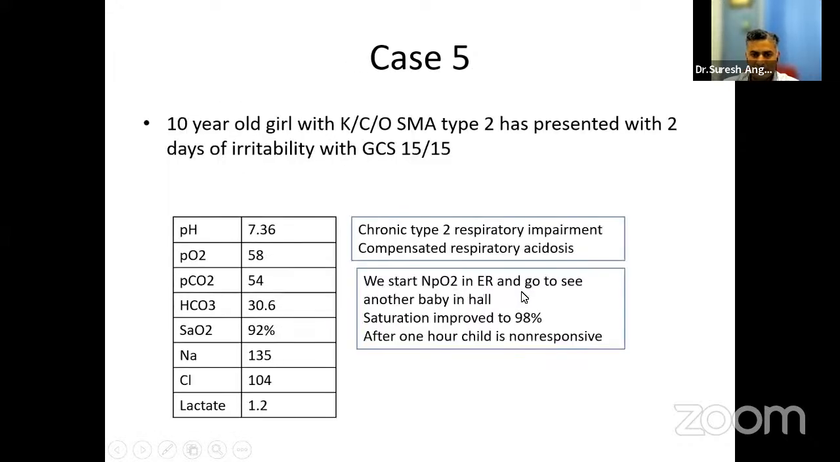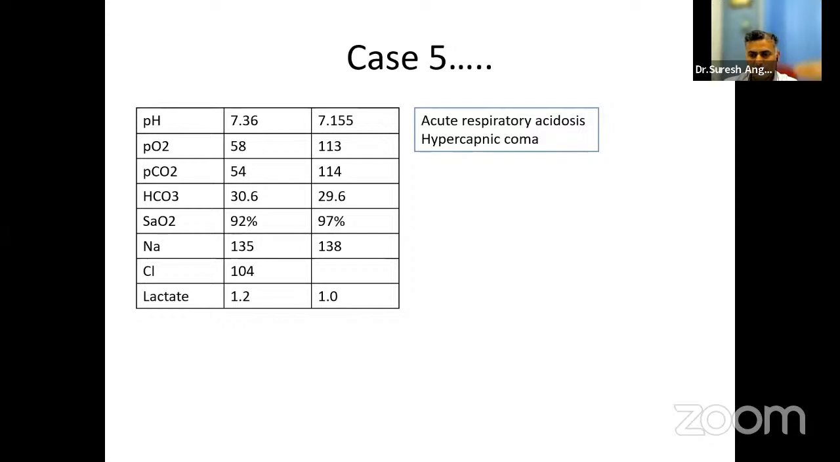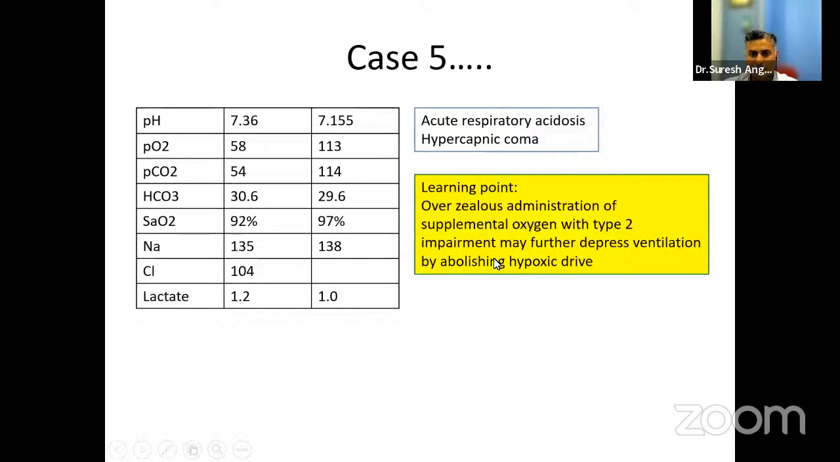So this is what has happened. Someone has started this child on oxygen and saturation improved to 98%, but after 1 hour, the child was found to be unresponsive or gasping. Okay, so this is the blood gas after the oxygen supplementation. PO2 has increased. There is a very massive increase in CO2, which led to a fall in pH. So this is acute respiratory acidosis due to abolition of the respiratory drive due to correction of hypoxemia, and it had led to hypercapnic coma. Okay, so the learning point from this case is to avoid overzealous supplementation of oxygen in type 2 respiratory failure. In such kind of children, the ventilatory drive is maintained by hypoxia.